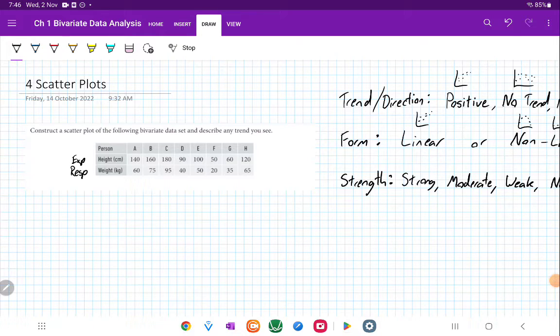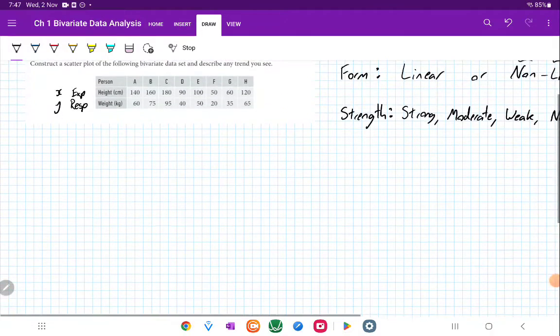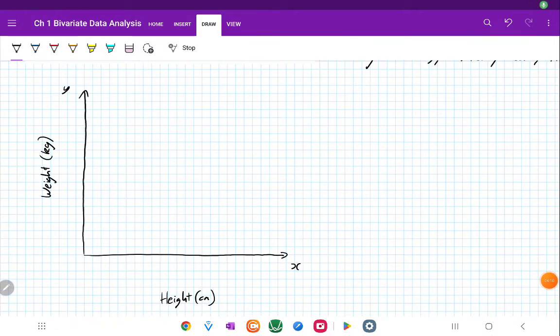That just doesn't work. So we can think about it in terms of our two terms, our explanatory variable and our response variable. So I'm saying that height explains the weight, or weight responds to the change in height. Okay, so my X variable, my explanatory variable, and my Y variable, my response variable. So now I can set up my axes. Alrighty, so always make sure your explanatory variable goes on the x-axis and your response variable goes on your y-axis.